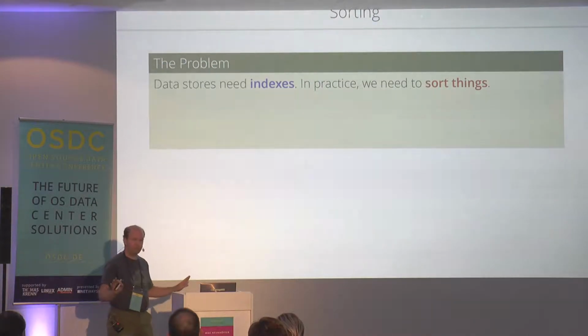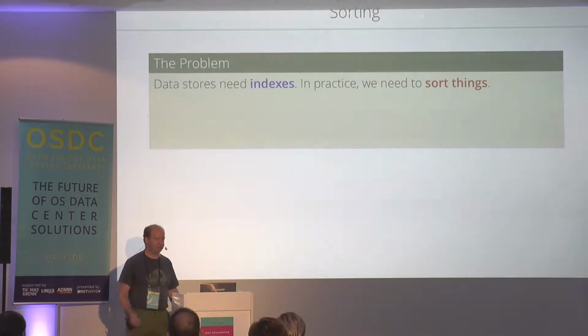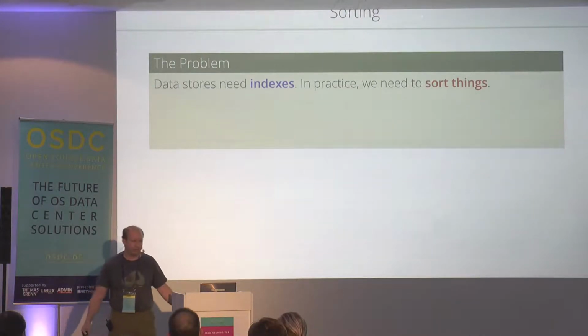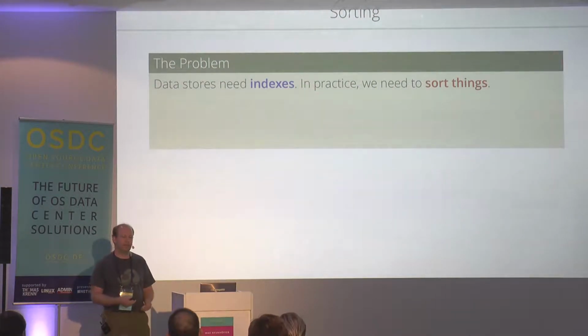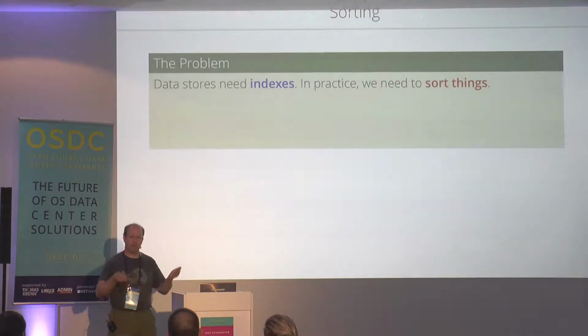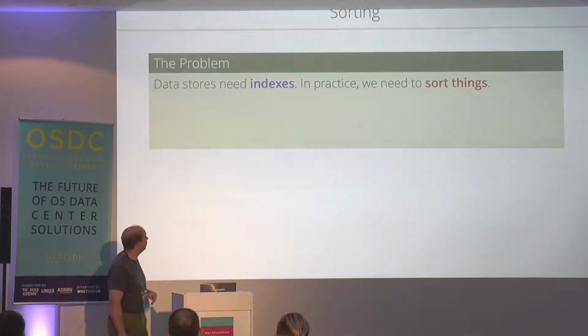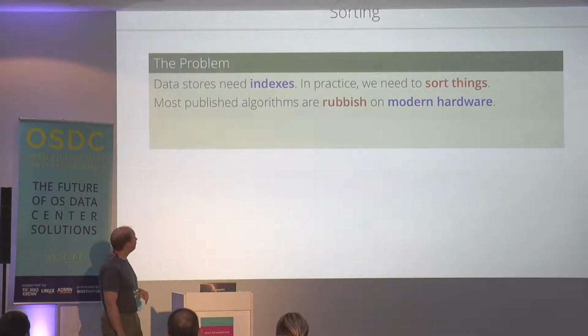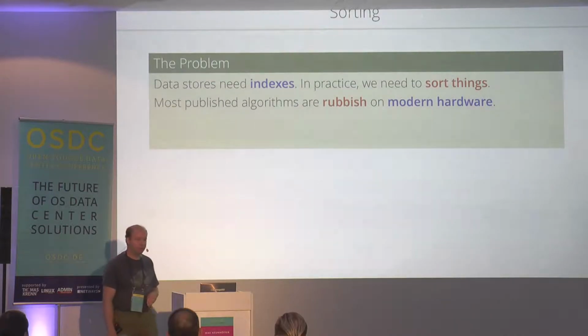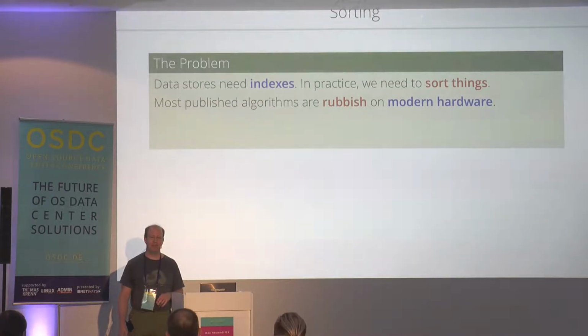Okay, completely different topic. Let's jump to something else which is also needed in such a data store, sorting. You would believe that you can read everything about sorting in The Art of Computer Programming from the 70s. And that is true. Unfortunately, nearly all published algorithms, including the ones in The Art of Computer Programming, are completely rubbish on modern hardware.